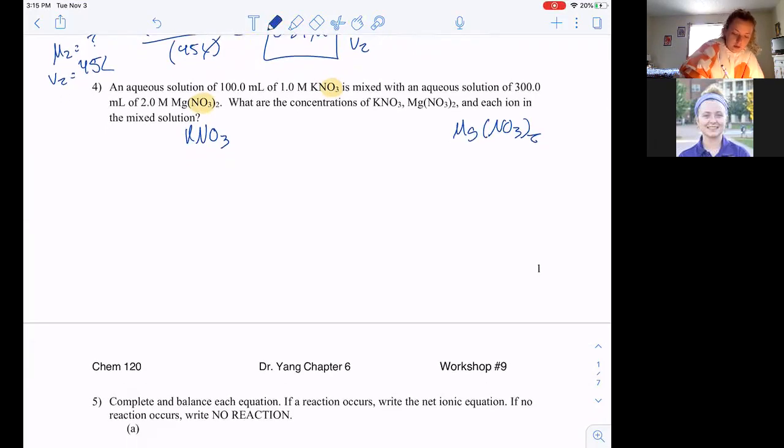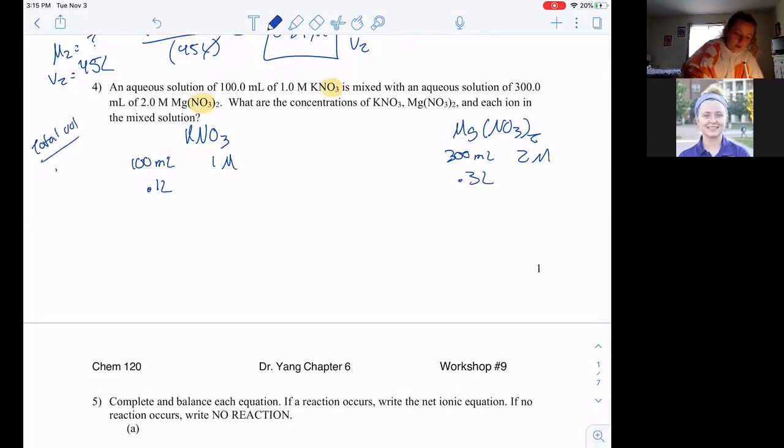So now that you know that, maybe this will make a lot more sense. We have 100 milliliters and 1 molarity. We have 300 milliliters and 2 molarity. That's 0.1 liters. That's 0.3 liters. Overall, our total volume is 0.4 liters. Because we're mixing these two solutions together, we have to figure out what our total volume is going to be of our new solution. That's one of the steps.